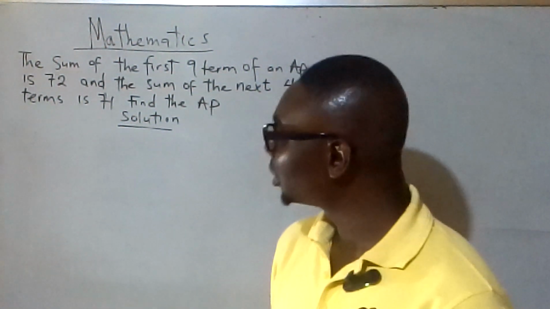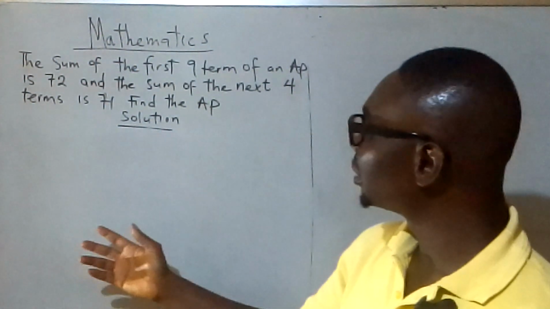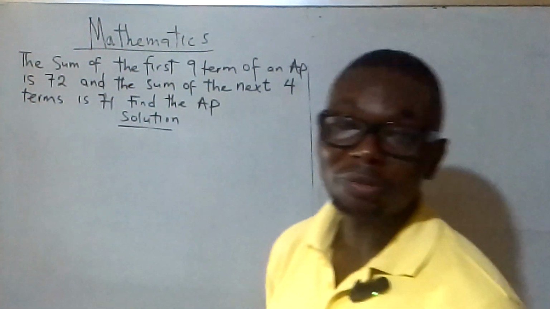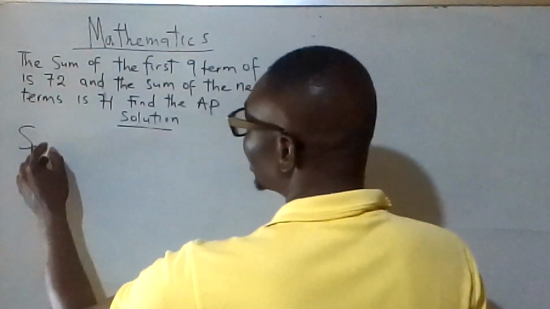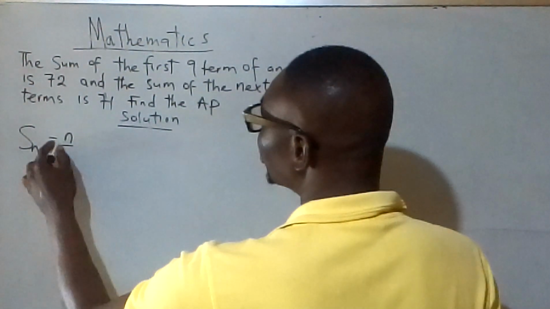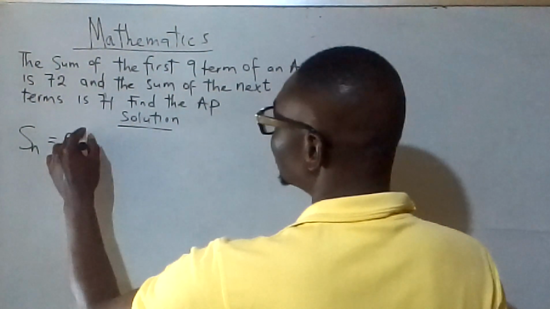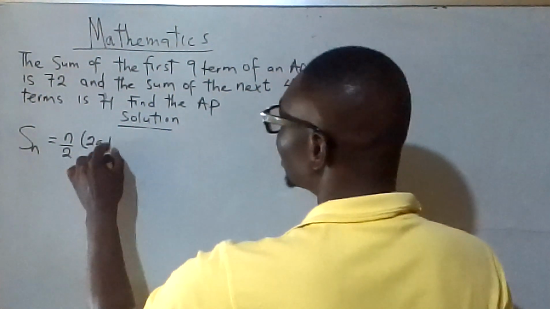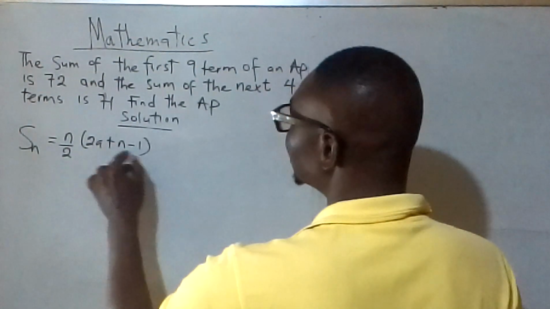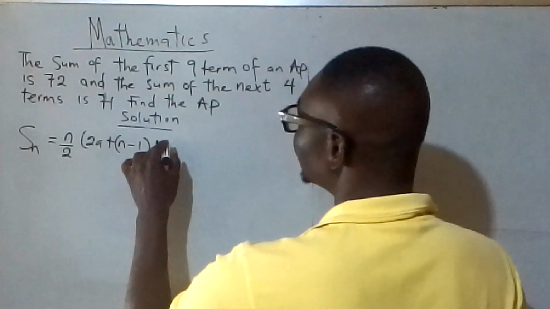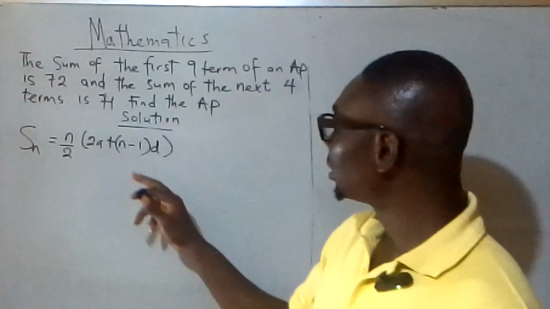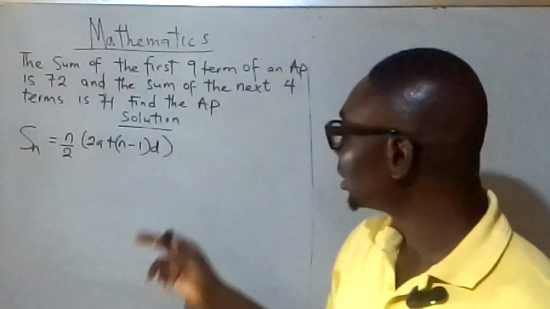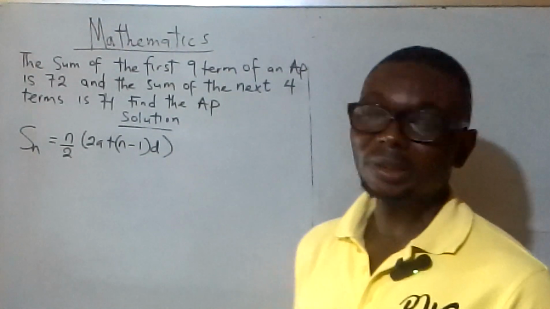To solve this, we have to know the formula for calculating the sum of an AP. So the sum of an AP is equal to n over 2 into 2a plus (n minus 1)d, where a is the first term, n is the number of terms, and d is the common difference.